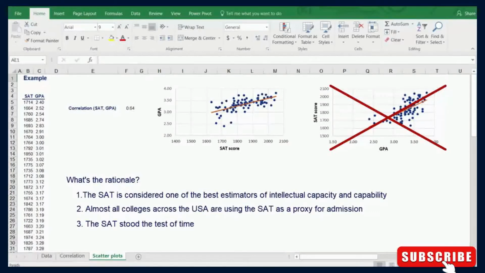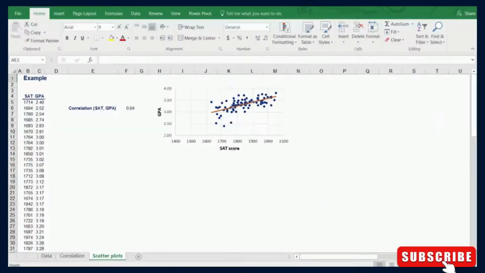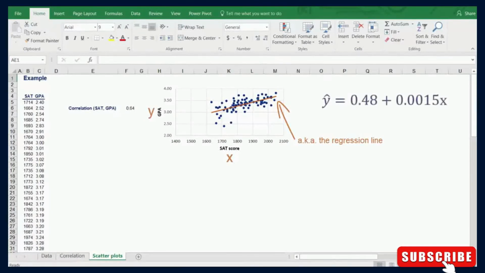Okay, after we've cleared things up, we know which of the two graphs we should focus on. You can see the best fitting line between the points, also known as the regression line. Our dependent variable, y, is college GPA. The independent variable, x, is the SAT score a student received. The equation that determines the regression line is y hat equals 0.48 plus 0.0015 times x.